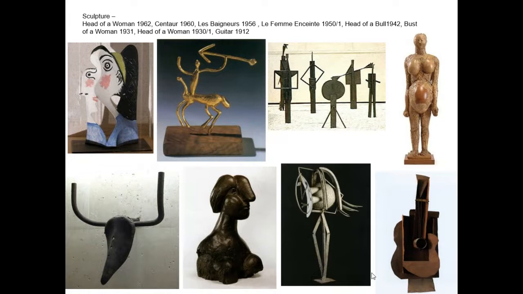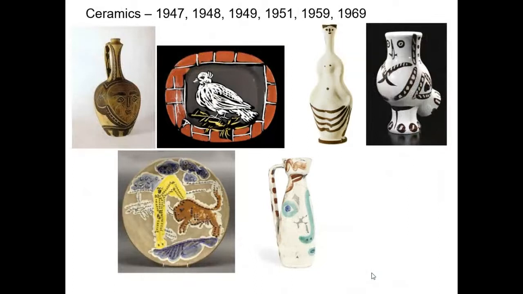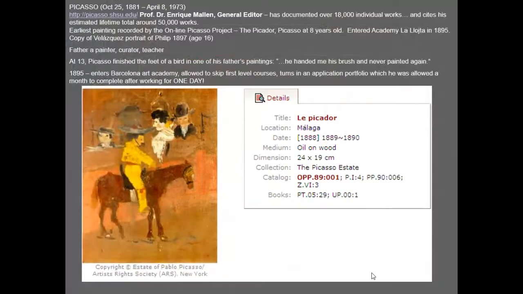He is prolific not only in painting and printmaking, but these are sculptures that he created throughout his career. There are examples on this slide dating between the 60s all the way back to 1912. We also see his work in ceramic. Primarily, he decorated the ceramics as opposed to making the vessel forms himself, but still, there's ceramic work in the latter part of his career that's really pretty interesting to look at.